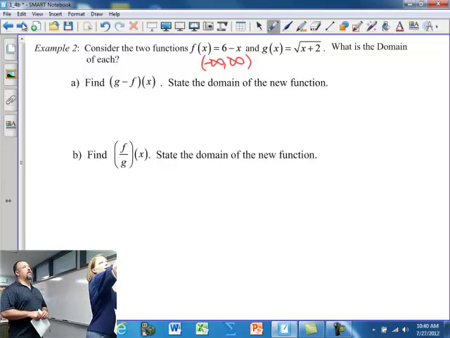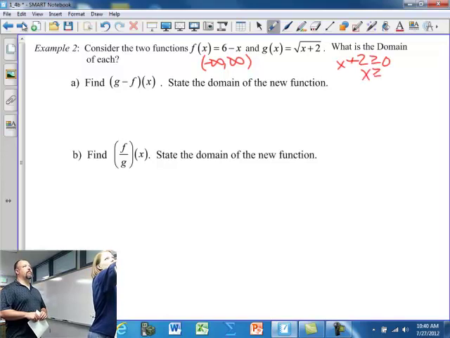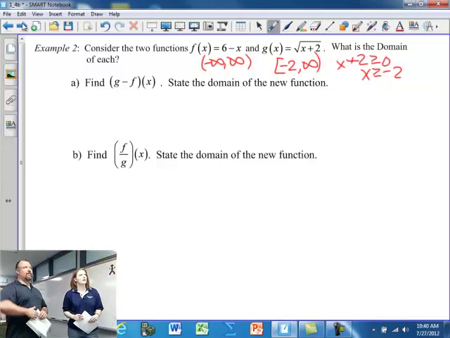Now g of x is a square root. We said that we can't take the square root of negative numbers, which means that x plus 2 would have to be greater than or equal to 0. X is greater than or equal to negative 2. In interval notation, it would look like that.